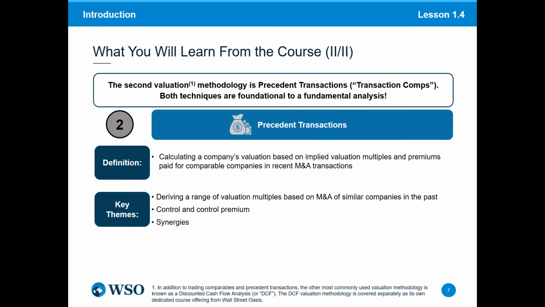Furthermore, another key theme will be control and control premiums. A key characteristic of precedent transactions versus trading comps is that this is an M&A type of transaction. So in order for the buyer to win the bid, especially if this is a public company, they need to offer some premium to the existing share price in order to acquire that business. So this is why there's a premium relative to control.